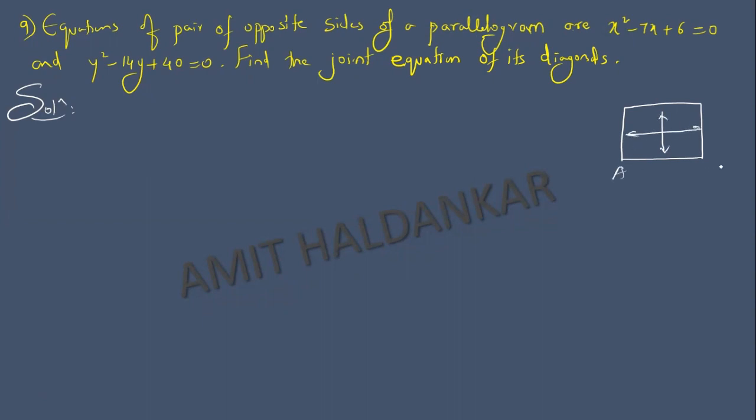So if I say ABCD is a parallelogram and equations of opposite sides of the parallelogram are, let's say, AB and CD, and the equation is x square minus 7x plus 6 is equal to 0. Same way AD and BC, and let's say the equations are y square minus 14y plus 40 is equal to 0.